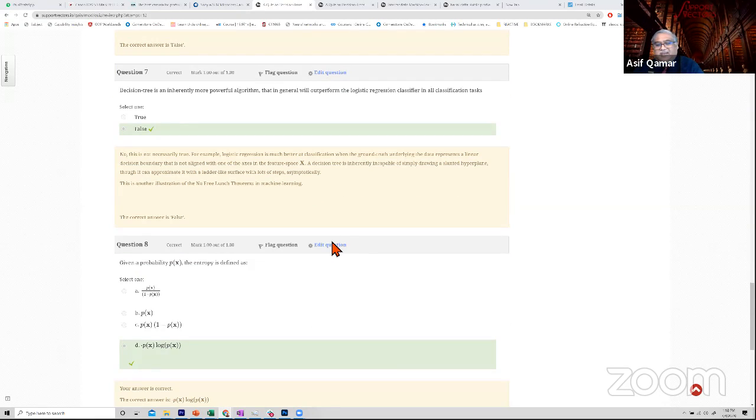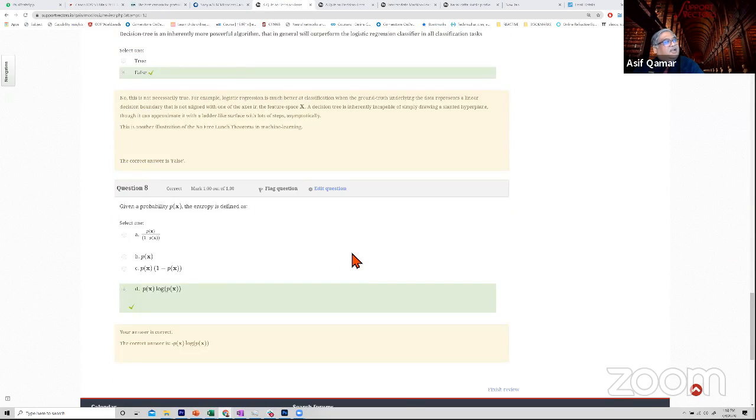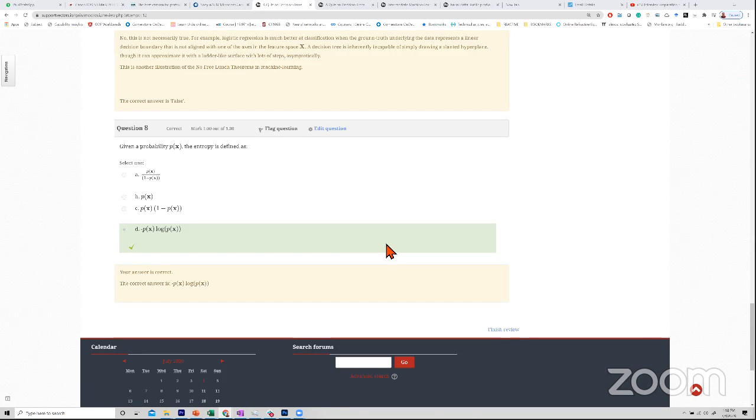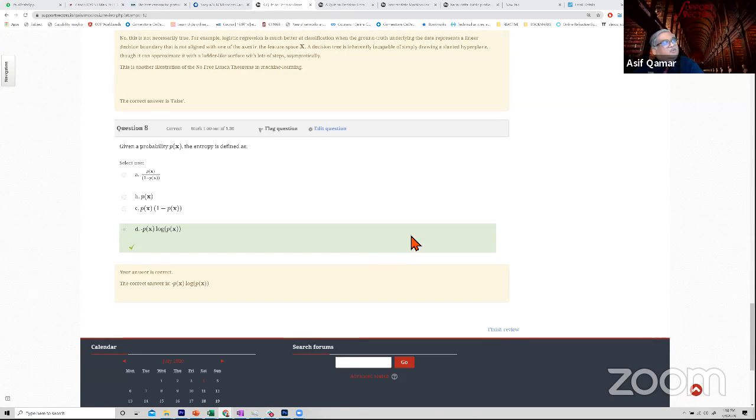And it again goes back to our no free lunch theorem. And now to the last question, guys, which is entropy. If the probability of a thing is P, then what's the definition of entropy? So entropy is defined as minus P log P.